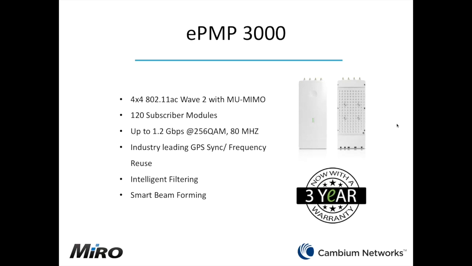So if it is a very noisy area, you're going to take your 1.2 gigabits per second and halve that if you go as low as 40 megahertz, which is still a fantastic amount of capacity that you're working with. You've got your industry-leading GPS sync, frequency reuse, intelligent filtering, and smart beamforming, which I'm going to discuss now.